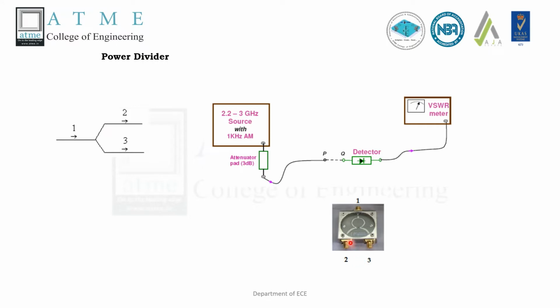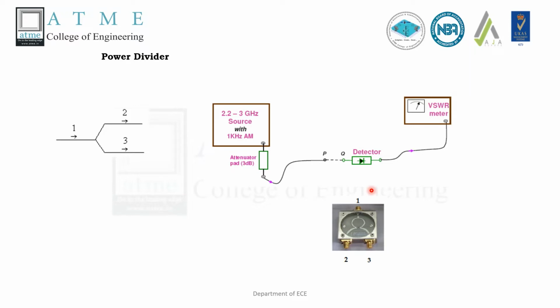The procedure of the experiment is: assemble the setup as shown here, and measure the reference power level by connecting the cable ends at P and Q directly. Set the frequency of the source to 2.2 or 3 GHz and increase the RF output of the source till the VSWR meter reading shows in the range of 45 dB. Increase the frequency of the source in steps of 0.1 GHz from 2 to 2.8 or 3 GHz and note down the corresponding reading in the VSWR meter.